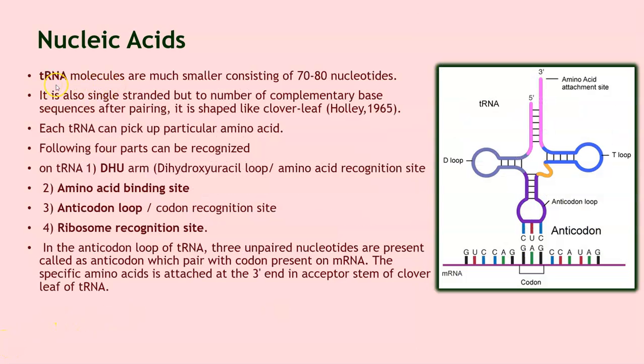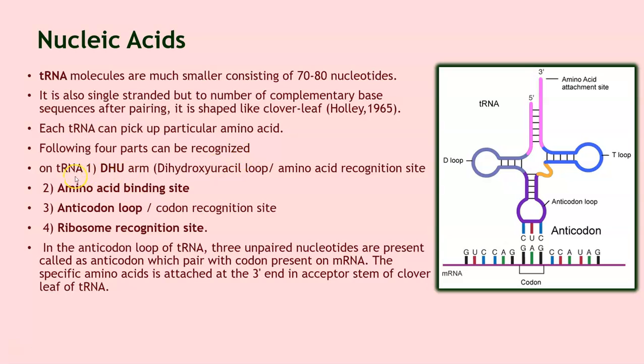The third type is your tRNA or the transfer RNA molecule. These are much smaller, consisting of 70 to 80 nucleotides. It is also single-stranded, but due to a number of complementary base sequences after pairing, it is shaped like a cloverleaf. So it takes a cloverleaf shape due to complementary base pairing. Each transfer RNA can pick up a particular amino acid. So basically, all these different types of RNAs have a very important role to play at the time of protein synthesis. The transfer RNAs have the role of transferring or transporting your amino acids.